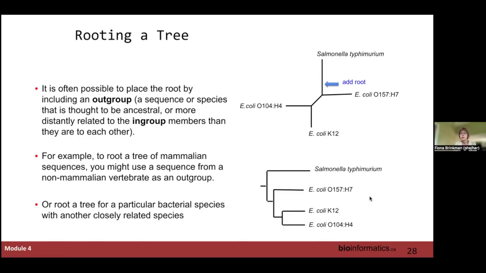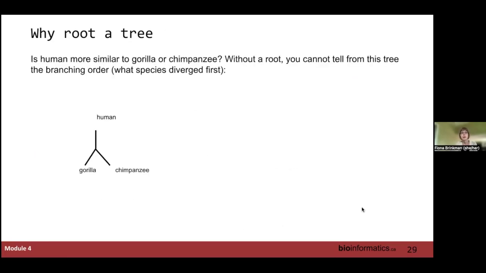So the main point is that, and I encourage this, when you're doing a tree, you often want to include an outgroup. However, you have to be very careful you don't use too divergent an outgroup, because then the alignment isn't so good, since the sequence is so divergent. So you want to try to pick something that is as closely related to what you're looking at as you can. Okay, so here's another example.